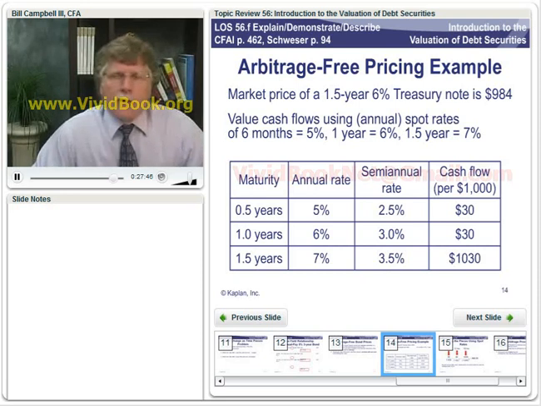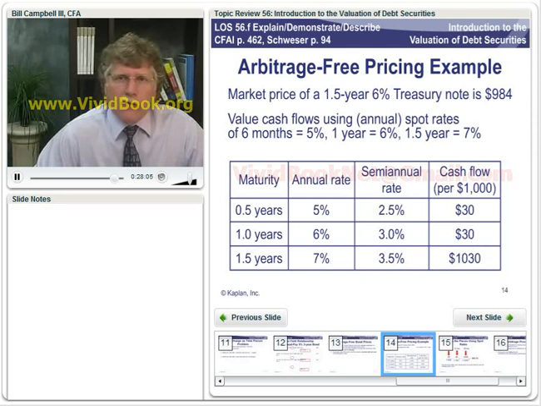Here's an example. The market price for a 1.5-year 6% Treasury note is $984. We have the cash flows. We have the spot rates that we're going to use for the cash flows. The spot rate for a half-year cash flow is 5%. The spot rate for the 1-year cash flow is 6%, and the spot rate for the 1.5-year cash flow is 7%. Now these are annual rates. Remember, bond equivalent annual rates. So because we're discounting for 6-month, 1-year, and 1.5-year periods, we're measuring time in 6 months, we have to use semi-annual discount rates.